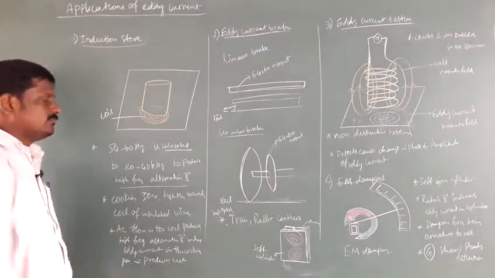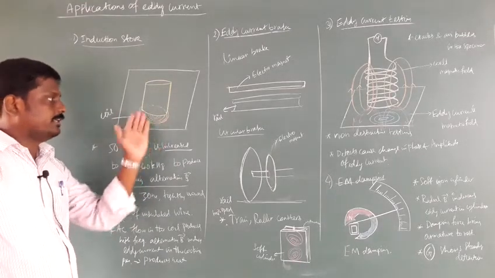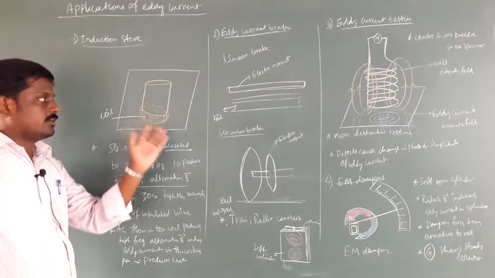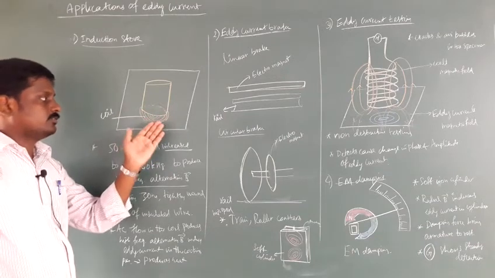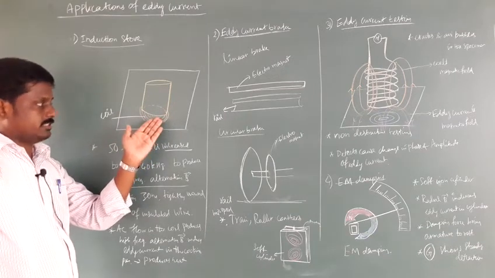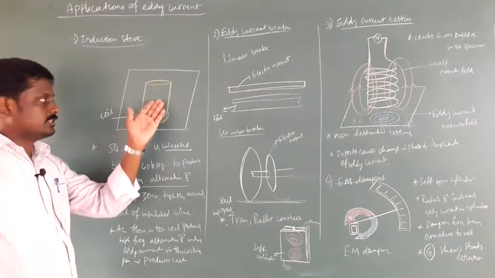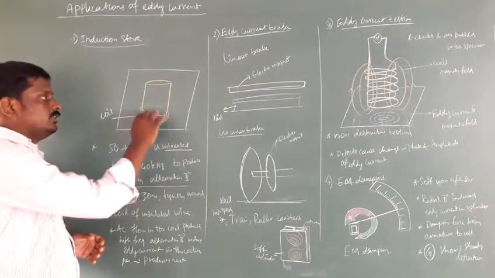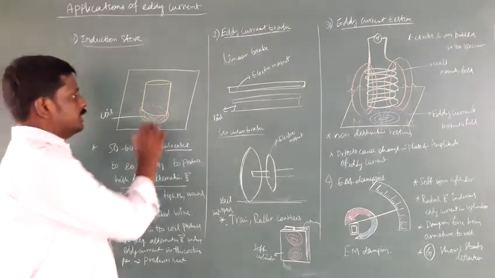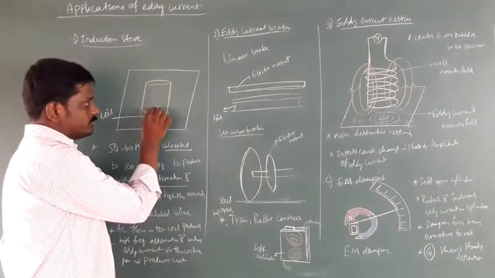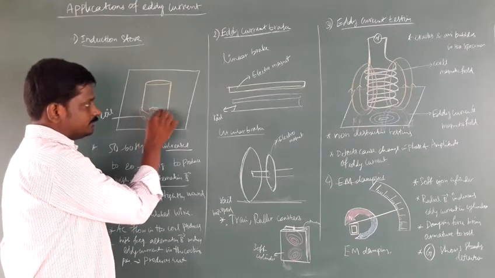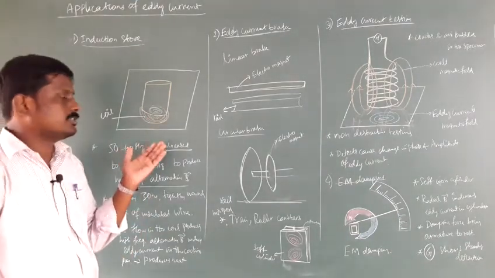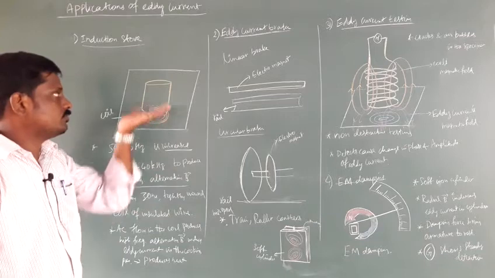The alternating current flows in the tightly wound insulated copper coil. That means there is a magnetic flux, so there is a change in magnetic flux in the cooking pan. An induced eddy current is produced at the bottom. That eddy current produces heat energy, and that heat energy is used to cook the food.